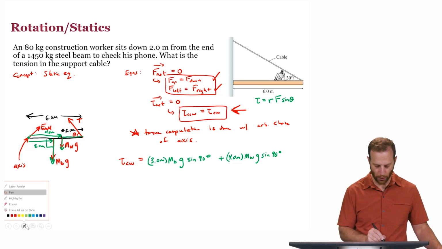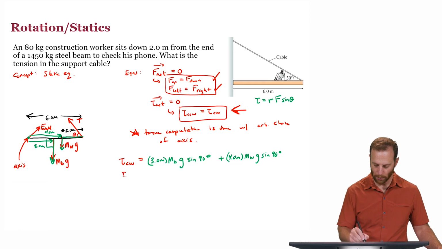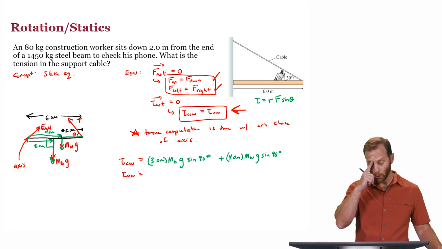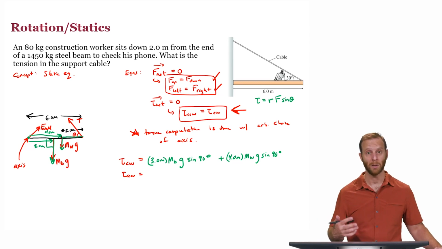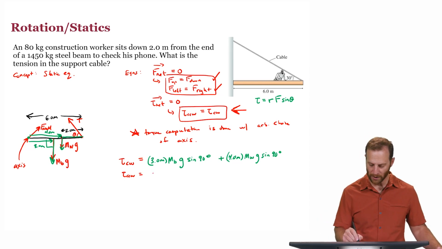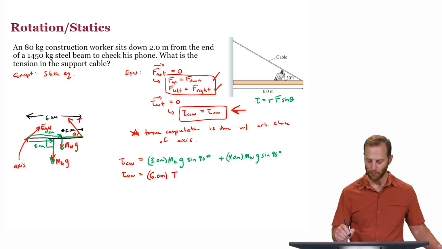When we go to compute the counterclockwise torque, we'll notice that the only thing we have to worry about is the tension force. The tension force wants to make it spin counterclockwise. The relevant distance there is the full length of the beam, 6 meters. The force is T, the tension force. The angle between them is 30 degrees.